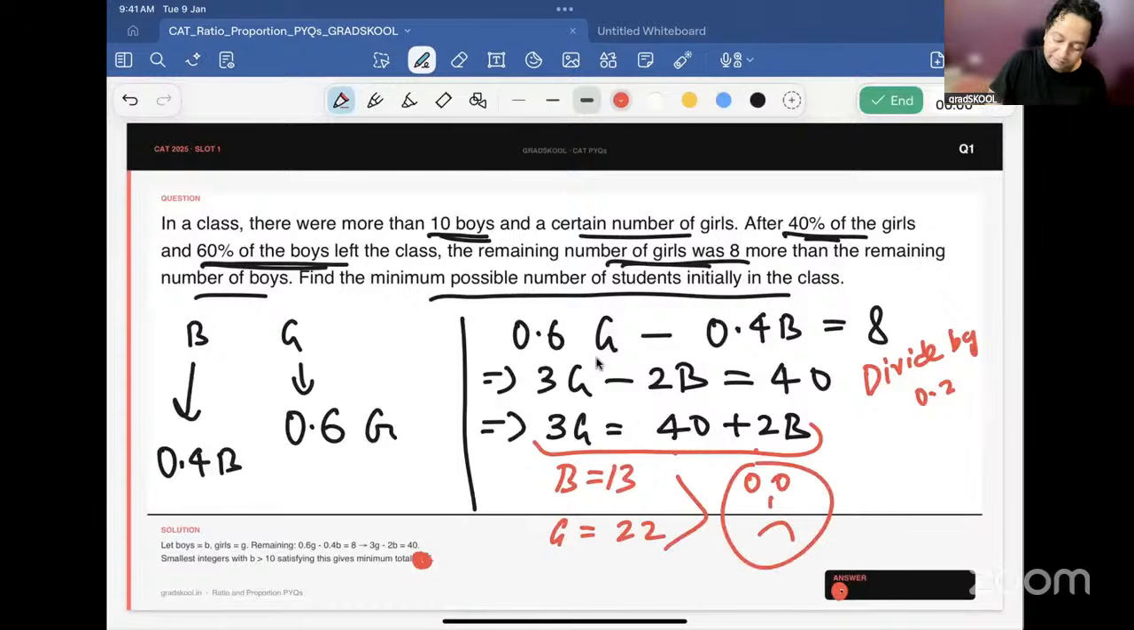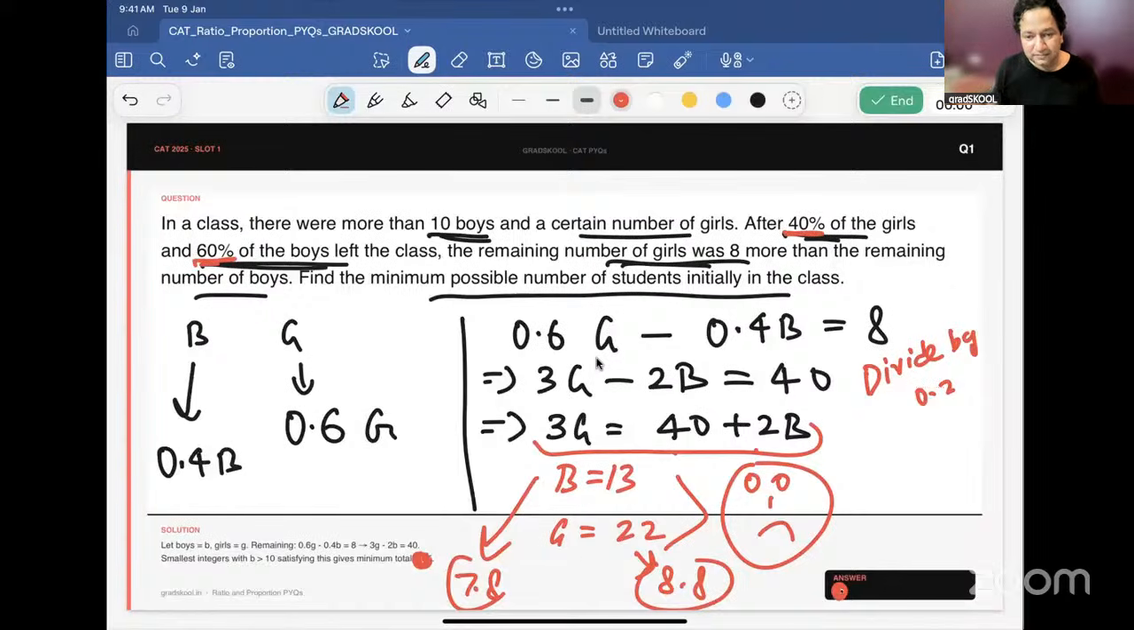Why? Because if you look here, 40% of girls and 60% of guys left the class. So 40% of 60% of 13 is 7.8, and 40% of 22 is 8.8. 7.8, 8.8 people cannot leave the class, guys. That is impossible. And that is the reason why such questions come in CAT. Even if they look very easy on the surface, they are actually difficult because people tend to forget. All who are watching it, did you realize what kind of trouble we are in? Isn't it?